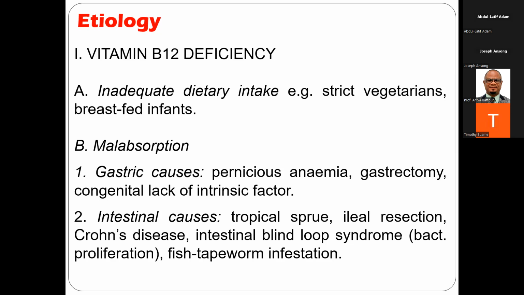Then we have intestinal causes. When the intrinsic factor binds to the B12, they are absorbed at the ileum section of the intestine. So if there is an ileal resection where the ileum has been cut off, or chronic disease, or intestinal blind loop syndrome, in all these cases, absorption is affected.